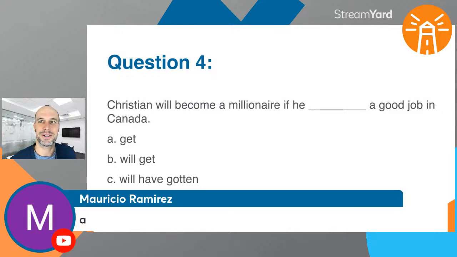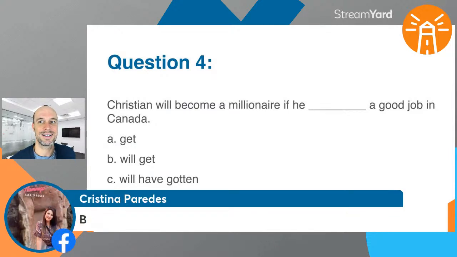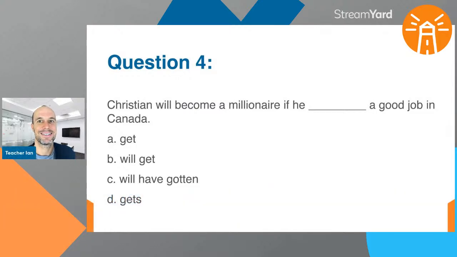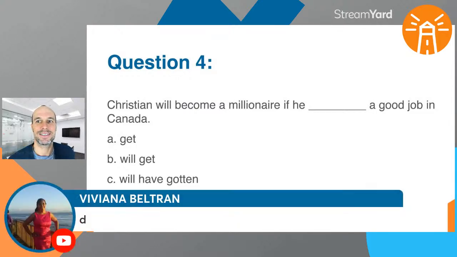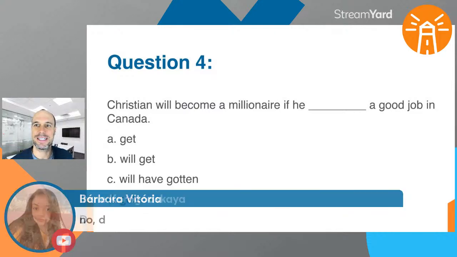Mauricio, hey Mauricio, welcome to the lesson. Mauricio says A. Al says B. Barbara says A. Christina says B. And Najman says D. And Viviana says D. Where's Christian? It's a sentence about him, and he's not even answering his own question. Maybe he's saving up his money for his trip to Europe. Changed your mind. Oh, D.